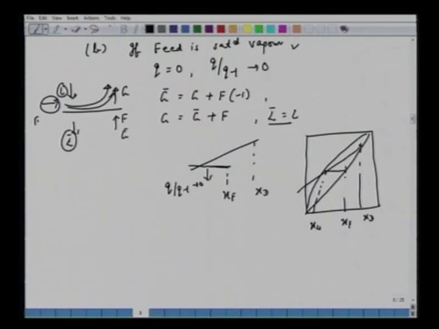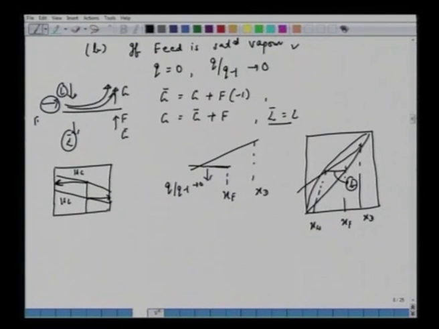We can also, if you go back to this H-x-y diagram, say that now the feed is here. This is your HG curve, this is your HL curve, and feed is saturated. So the first case was feed as a saturated liquid, and the second case, case B, is when the feed is saturated vapor.